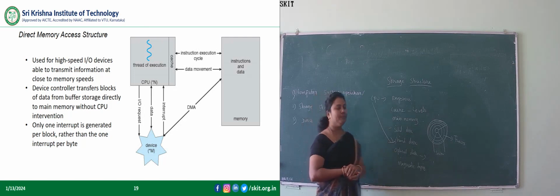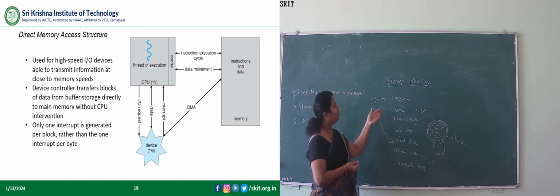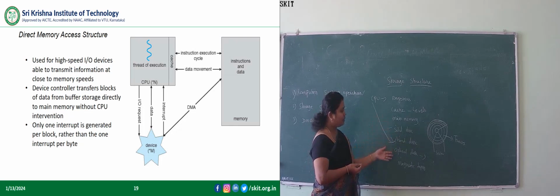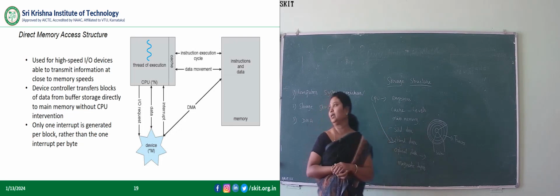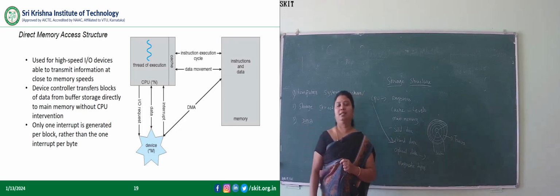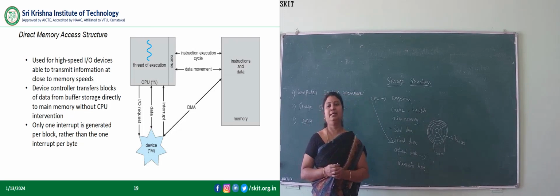The next one is this: the storage devices are organized in a hierarchical way based on the cost, speed and volatility of the particular device. Okay. So, next we are going to see direct memory access. What is that? Simply, it is called DMA.